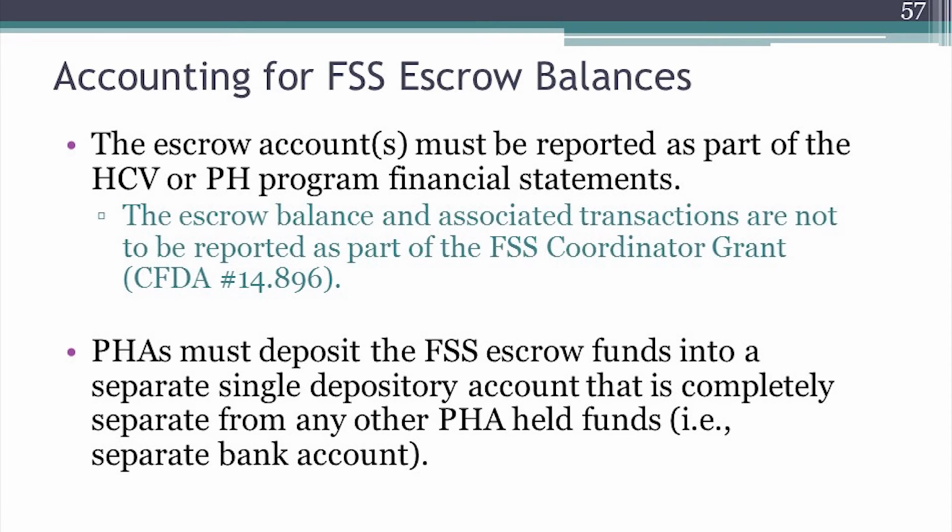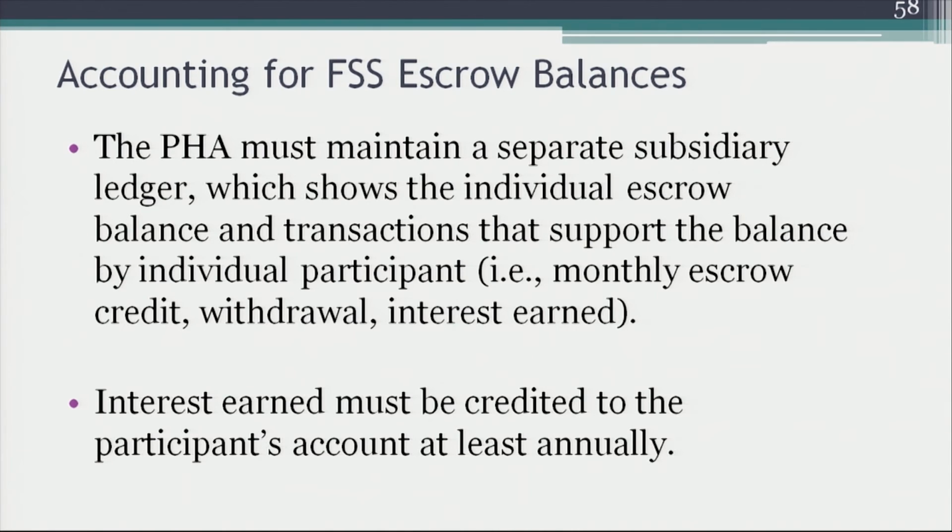PHAs must deposit the FSS escrow into a single depository account. So the requirement really is the escrows need to be in a separate bank account. They should not be commingled with other funds that the housing authority manages. There must be a subsidiary ledger. What the subsidiary ledger shows is that each family would be in that subsidiary ledger, and there would be transactional data that supports each monthly escrow, any withdrawal, and the interest earned. So that subsidiary ledger would show every transaction that either built that family's escrow balance or if the money was dispersed.